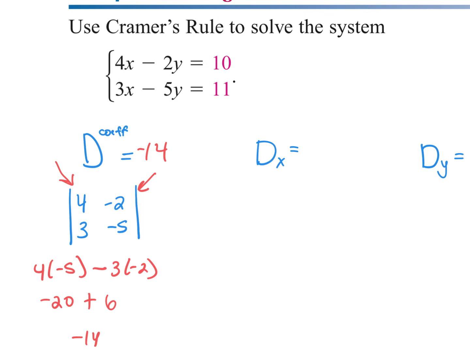Okay, so now let's look at d sub x. Meaning, instead of x, I'm trying to find x. So what do I put in for x? I put in the answers. So I have 10 and 11 here. My coefficients for y, so -2, -5.